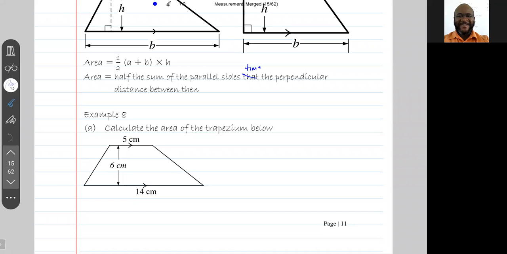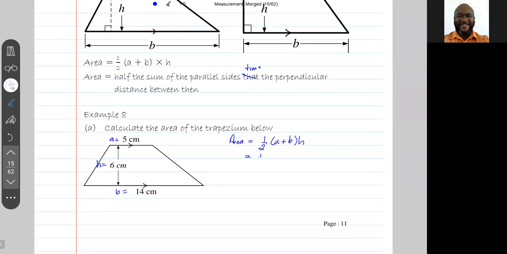All right, so example 8 is asking us to calculate the area of the trapezium below. The area is equal to a half times (A plus B) multiplied by H, where A and B are the lengths of the two parallel sides. So I could say that this is A, this is B, and H is the perpendicular distance between the sides. So this would be my H.